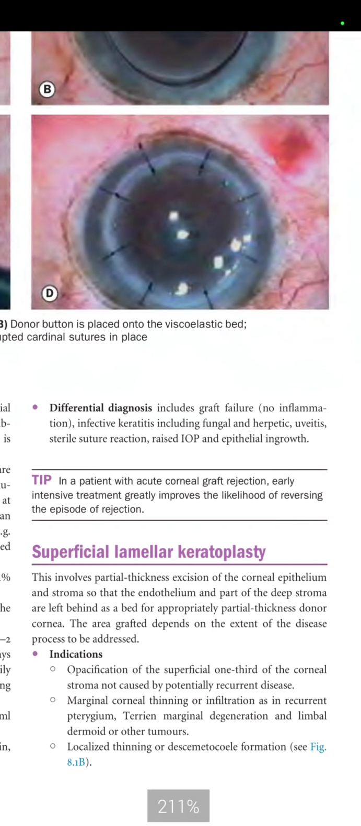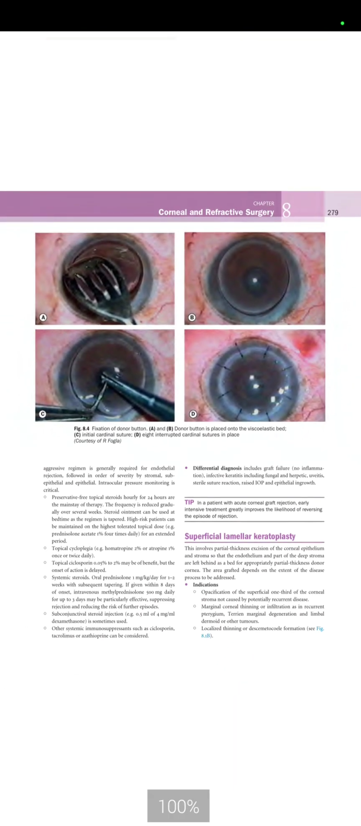Differential diagnoses include graft failure, no inflammation, infective keratitis including fungal and herpetic uveitis, sterile suture reaction, raised IOP, and epithelial ingrowth. In a patient with acute corneal graft rejection, early intensive treatment greatly improves the likelihood of reversing the episodes of rejection. Now next is a superficial lamellar keratoplasty.